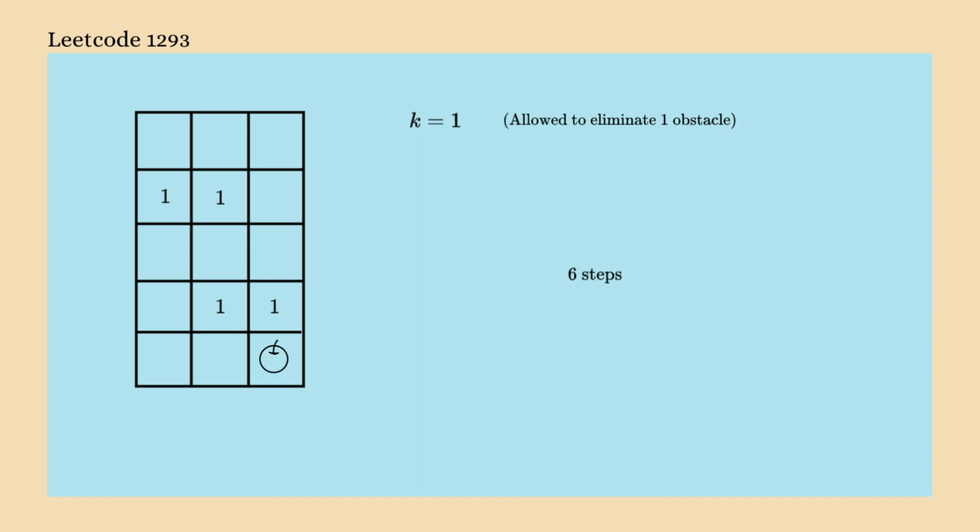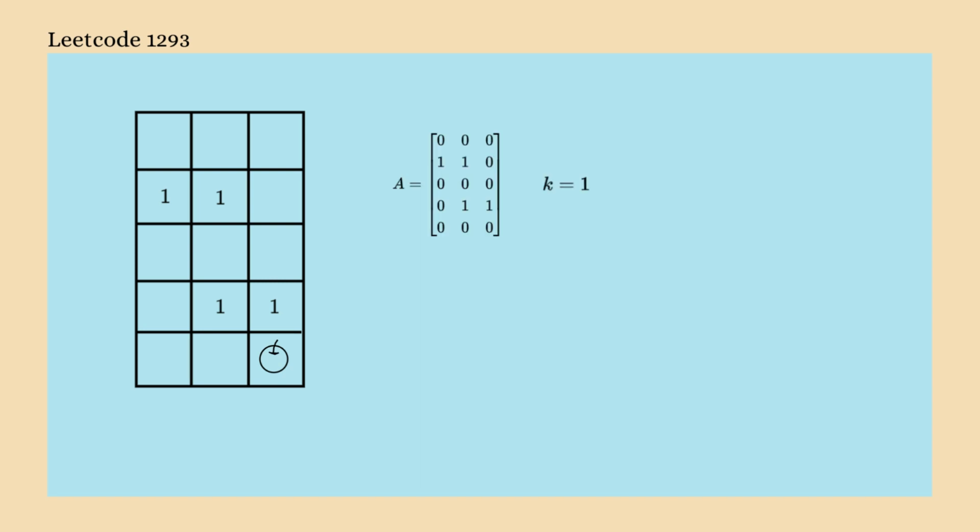In summary, if our input is A equals this 5 by 3 matrix and k equals 1, which means we can eliminate at most 1 obstacle in our path, our task is to return 6, because 6 is the minimum number of steps we can achieve in our path. On the other hand, if our input is A equals this 5 by 3 matrix, but k equals 0, which means we cannot eliminate any obstacle in our path, our task is to return 10, because 10 is the minimum number of steps we can achieve using our path.